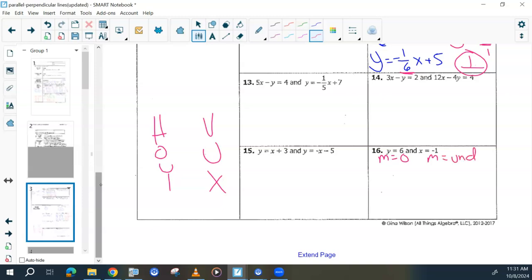Before I get into that, 0 and undefined are what? Parallel, perpendicular, or neither? Perpendicular. So anytime you see something like this, where you have a y equals and an x equals, that's always going to be perpendicular. I'm going to draw that for you so you can visualize. If they were the same, like a y equals and a y equals, parallel, or an x equals and an x equals, also parallel. You don't have to draw this, but just so you can visualize: the y equals 6 would be something here, and the x equals -1 would look something like this. So I can see that they cross and make that.